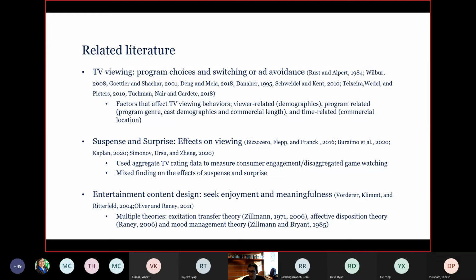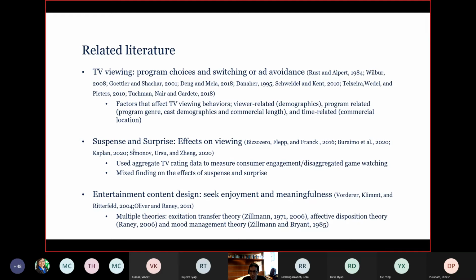Some of the papers in this literature are looking at the aggregate TV rating data, so they don't have the individual disaggregate data set, but they're looking at the aggregate level TV rating data to see the impacts of suspense and surprise on it. Those papers are also looking at sports like tennis, football, etc. We are going to look at baseball.